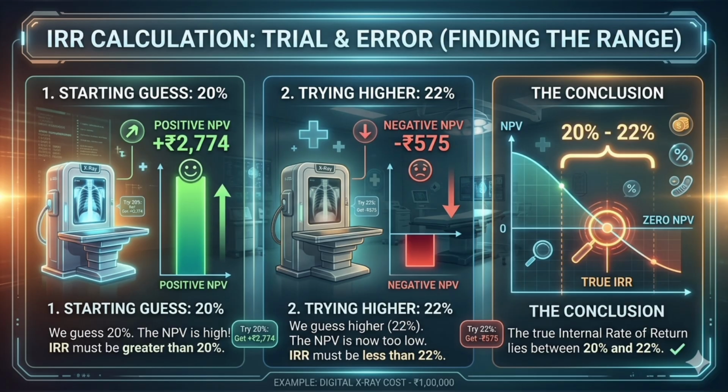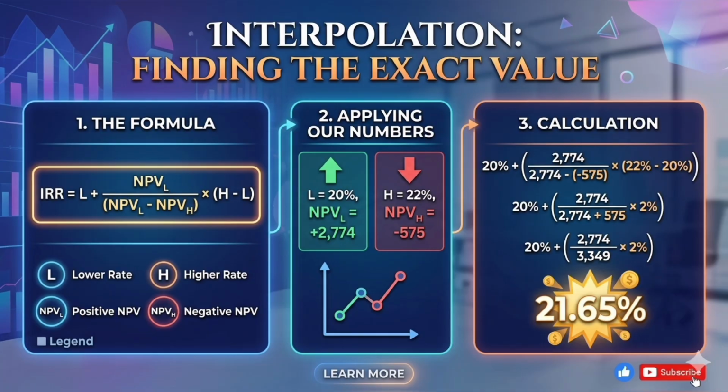So the negative NPV shows that IRR must be less than the 22%. So the profit percentage where the net present value is 0 will be in between 20% and 22%. To find the exact IRR value, the method of interpolation is followed.